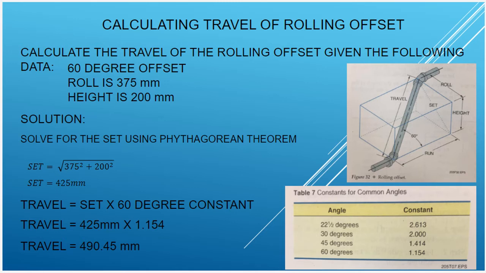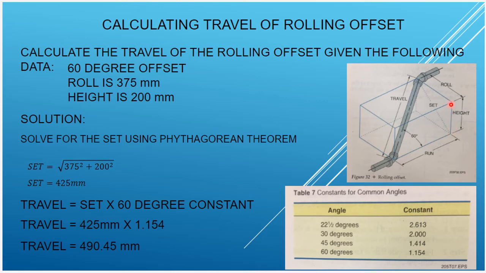Now we will calculate travel of the rolling offset. Calculate the travel of the rolling offset given the following data: 60 degree offset. Roll is 375 millimeter. This is roll from here to here. Height is 200 millimeter.